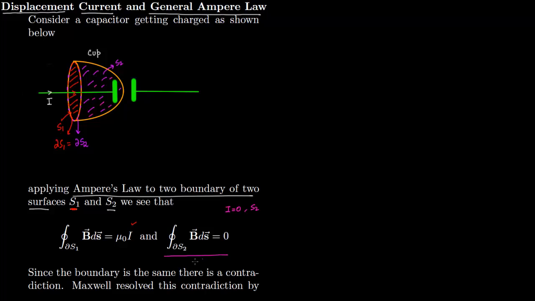Now this is a contradiction. The boundary for the two surfaces is the same, and depending upon the surface we are taking, we are getting a different answer. If you took S1, you get mu naught I. If you took the surface S2, you get 0. So the surface should not determine the formula.